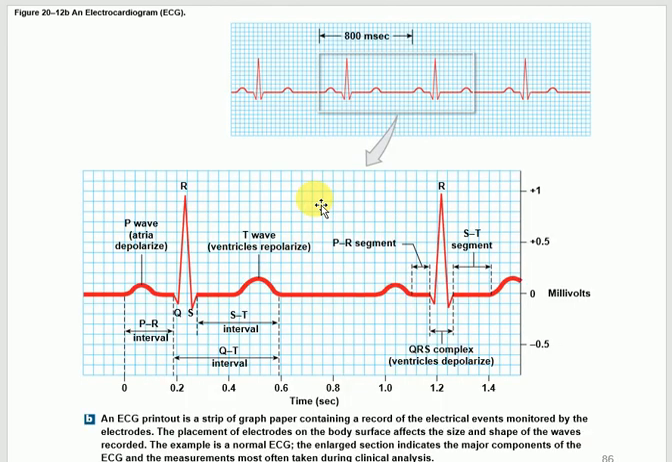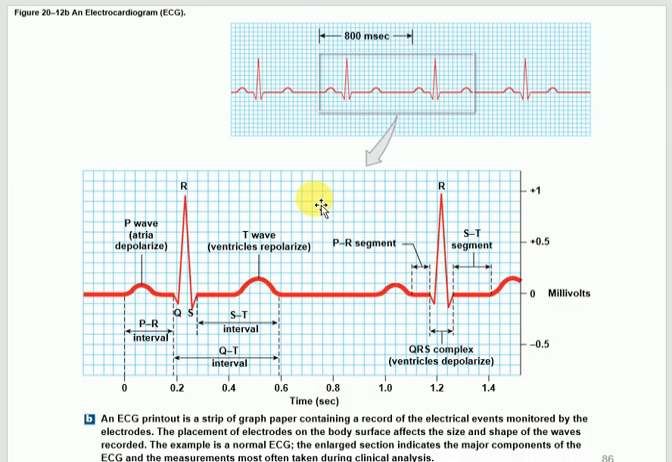So here it is. This is how it looks like. It's P followed by QRS followed by T. And there are some intervals from the beginning of the P until you start the Q. This is the PR interval, and this is the ST interval, and this is the QT interval. I told you the most important is to be able to tell me the waves themselves, the three waves.